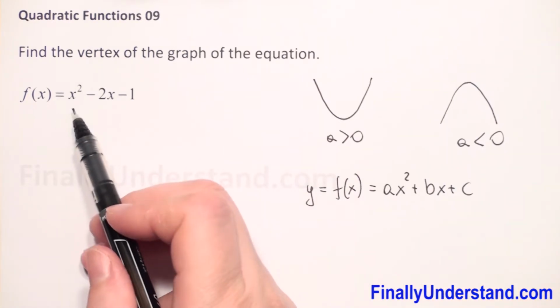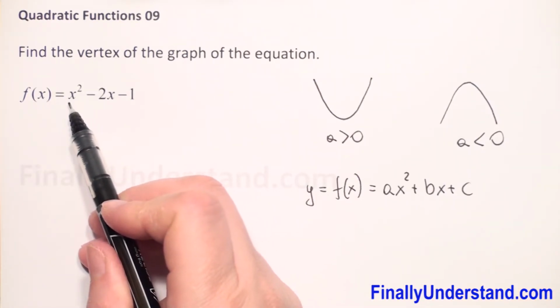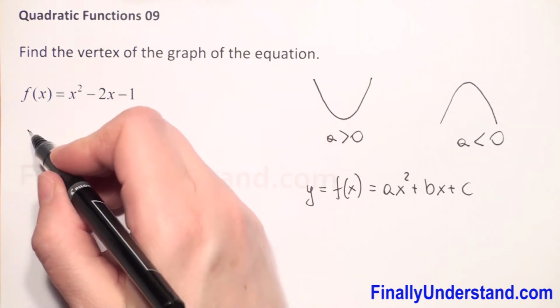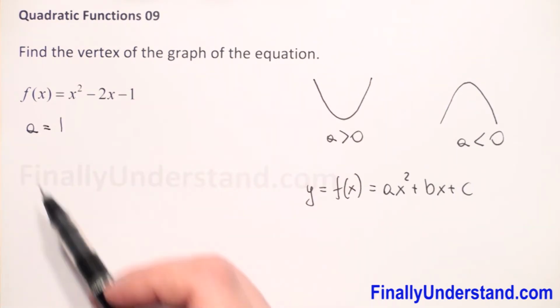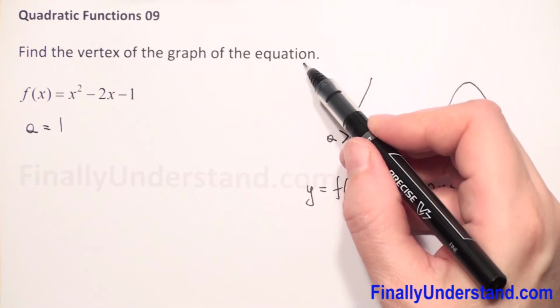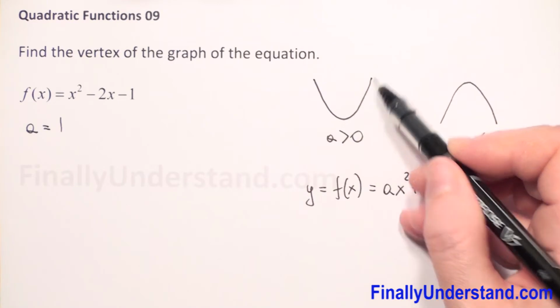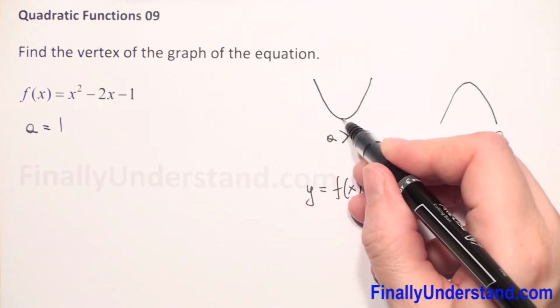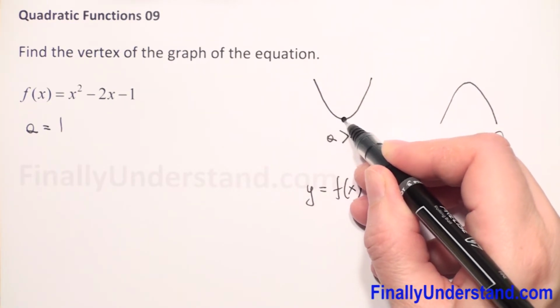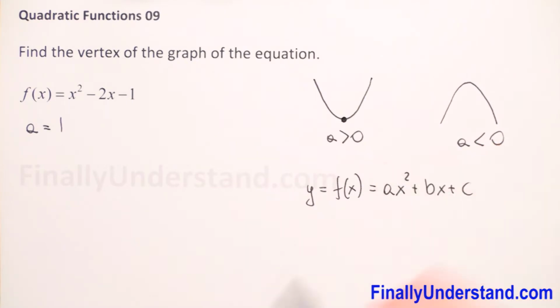So now we have to go to our equation, and we see that before x squared we don't have any number. When we don't have any number, it's always an invisible 1. So a is equal to 1. So a is positive, so our parabola opens up. We need to find this point. This point is our vertex.